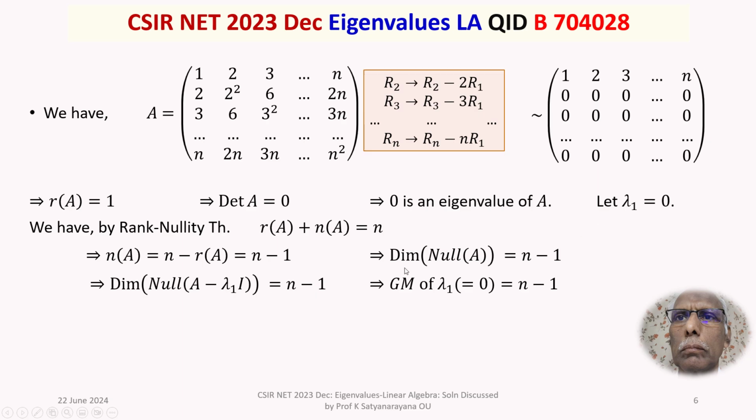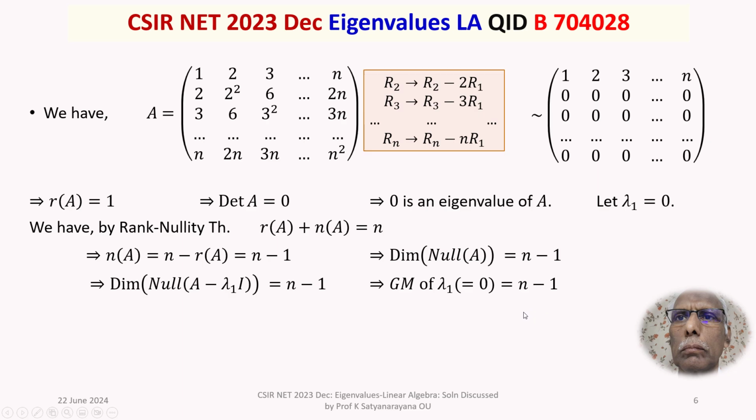I am not saying that whenever, the dimension of null space of A is equal to the dimension of null space of A minus lambda 1 I for some lambda 1. No, because lambda 1 happens to be 0, this is the same as this one. That's what I am saying. So, what is the dimension of the null space of A minus lambda 1 I? This is the geometric multiplicity of the eigenvalue lambda 1 is equal to 0. That is equal to n minus 1.